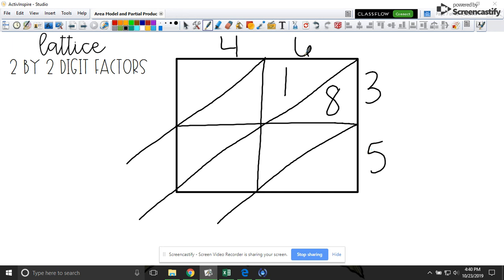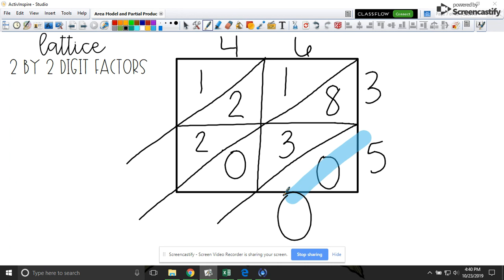5 times 6 is 30. 3 times 4 is 12. 5 times 4 is 20. All right, and we're going to start by adding here, and you want to start in this stage just in case there's any regrouping. So 0 plus nothing is 0. Next we have 8 plus 3 plus 0. So 8 plus 3 is 11. And we're going to regroup.